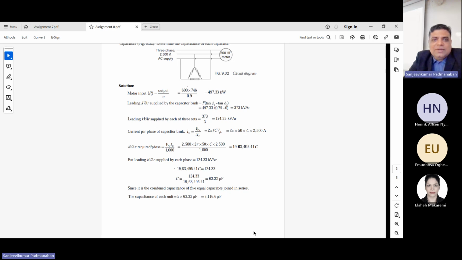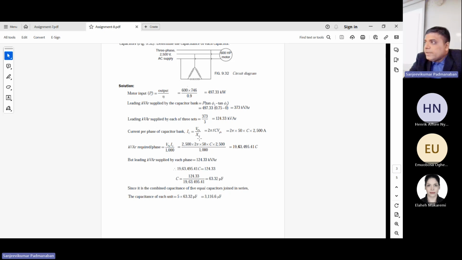So did you calculate the value of the kVAR of the capacitor bank? 373 kVAR is verified. Now I want to divide it by 3 because there are 3 phases. Divide it by 3 and you will get 124.33 kVAR. Then I want to calculate the current through each phase of the capacitor bank. How to calculate the current?